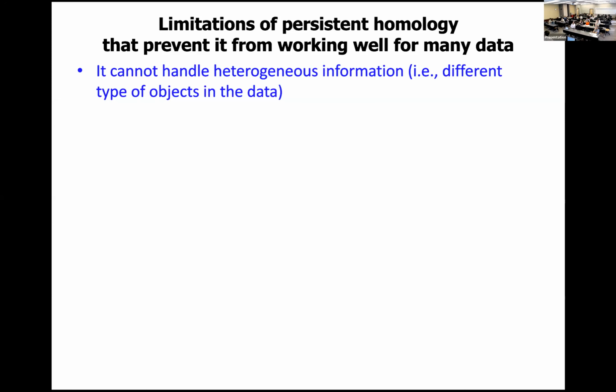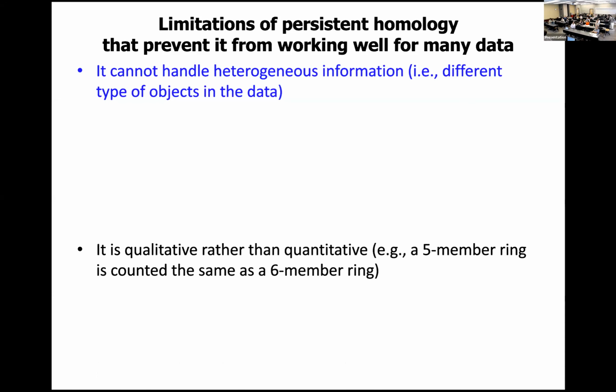It cannot handle heterogeneous information, for example, different types of things in the data. You have a point cloud, you assume everything in the point cloud is equal, but actually it's not, right? For the people in the room, you have a man, you have a female, you have a senior, you have a junior, whatever. There are a lot of heterogeneous objects in the point cloud.